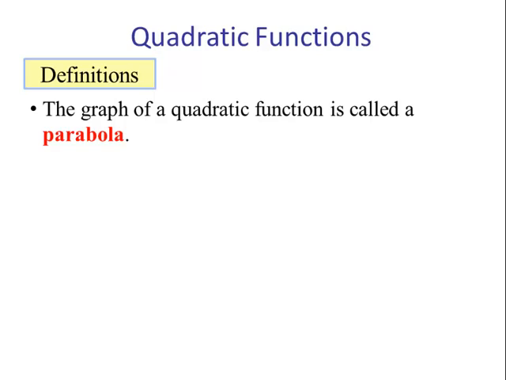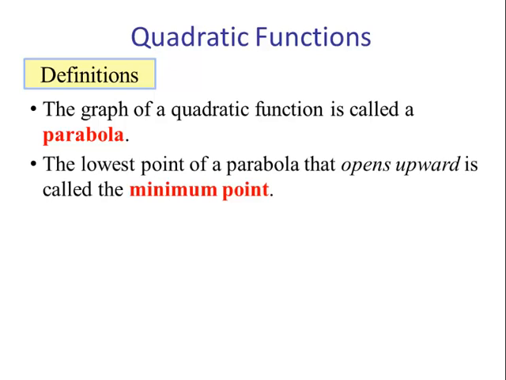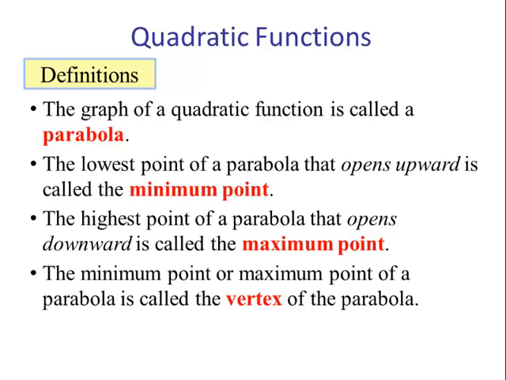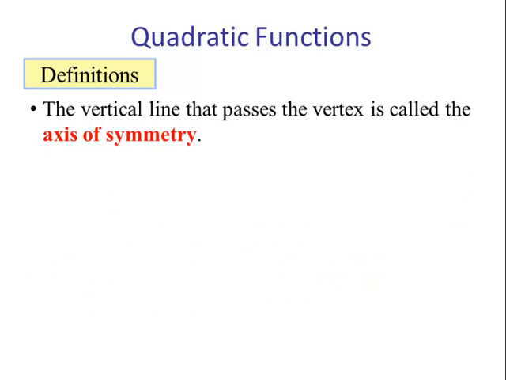Definitions. The graph of a quadratic function is called a parabola. The lowest point on a parabola that opens upward is called the minimum point. The highest point of a parabola that opens downward is called the maximum point. The minimum point or the maximum point of a parabola is called the vertex of the parabola. The vertical line that passes through the vertex is called the axis of symmetry.